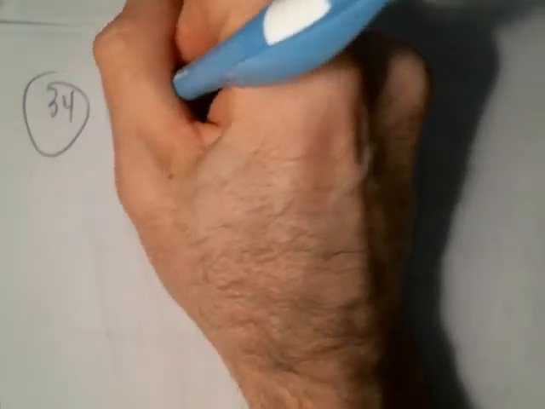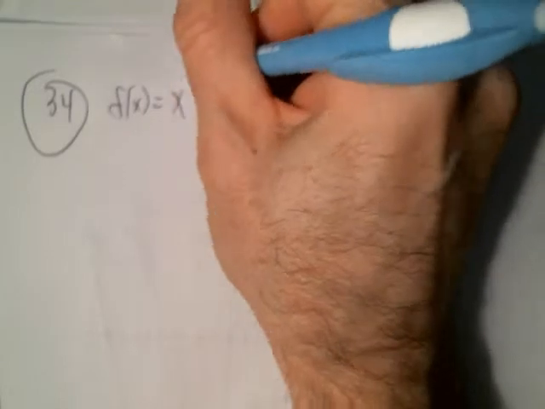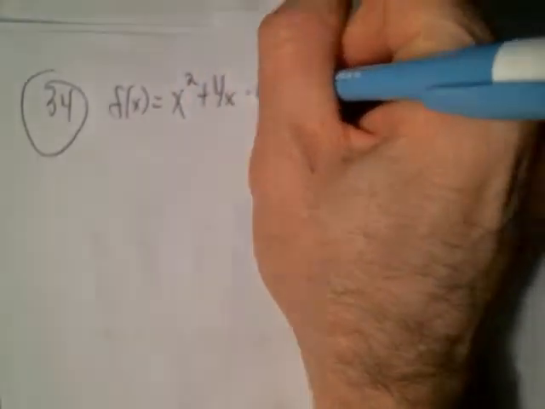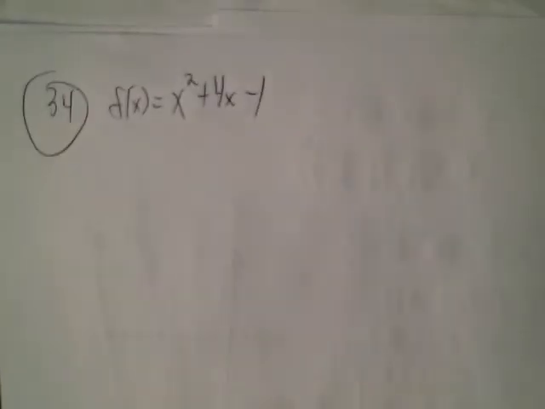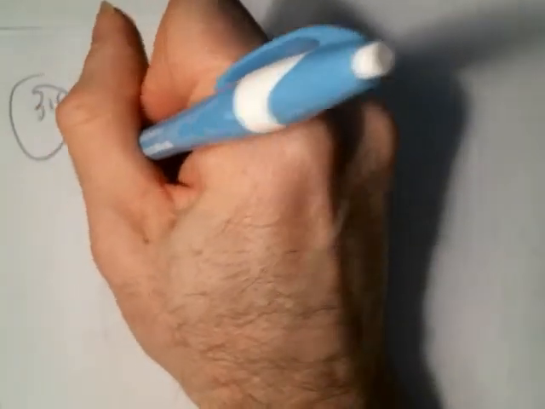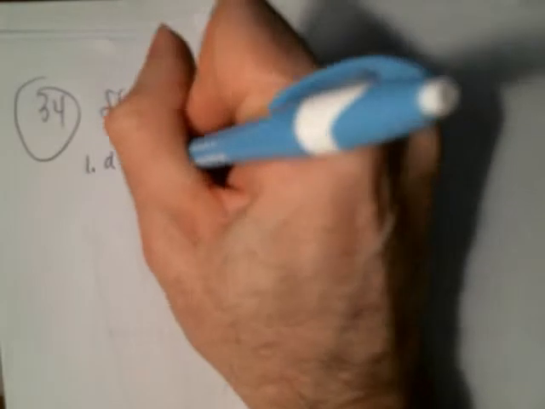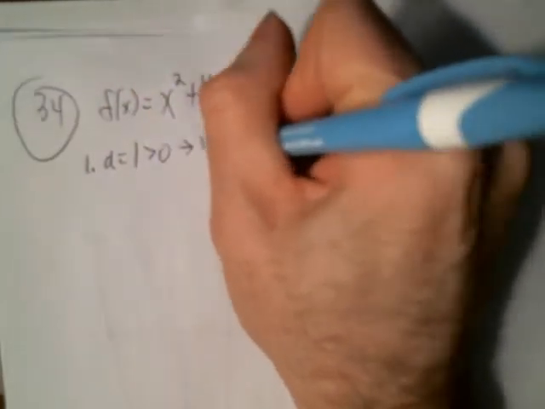All right, let's look at another one. So 34. I have f of x is x squared plus 4x minus 1. So first, the a value is 1. It's greater than 0, so it's a happy face.